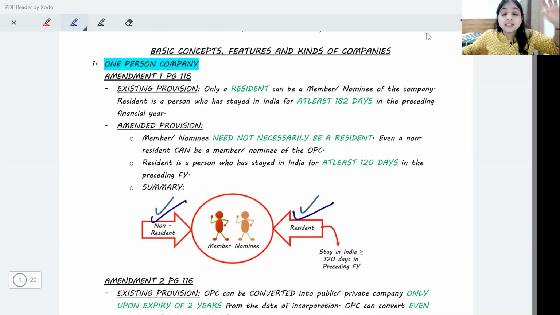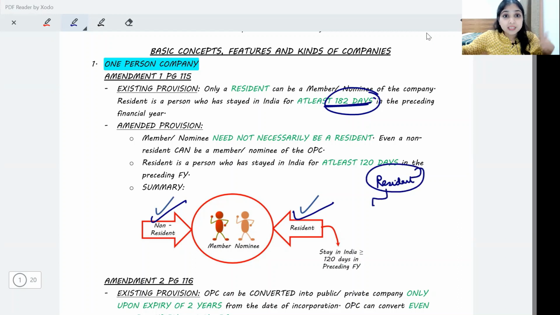Earlier, a resident was a person who has lived in India for at least 182 days in the preceding financial year. Even this they have changed. The meaning of resident itself, they have changed. Earlier, a resident was a person who has lived in India in the preceding financial year for at least 182 days. But as per the amended provision, a resident would be a person who has lived in India for at least 120 days. So the criteria for who can be a resident of our country, they have relaxed from 182 days to 120 days.